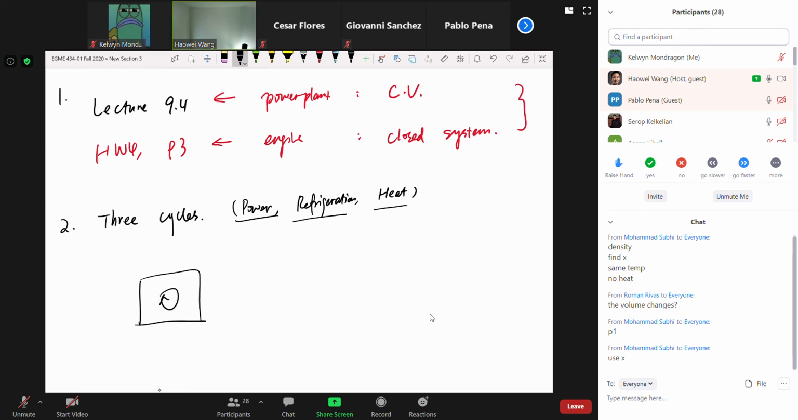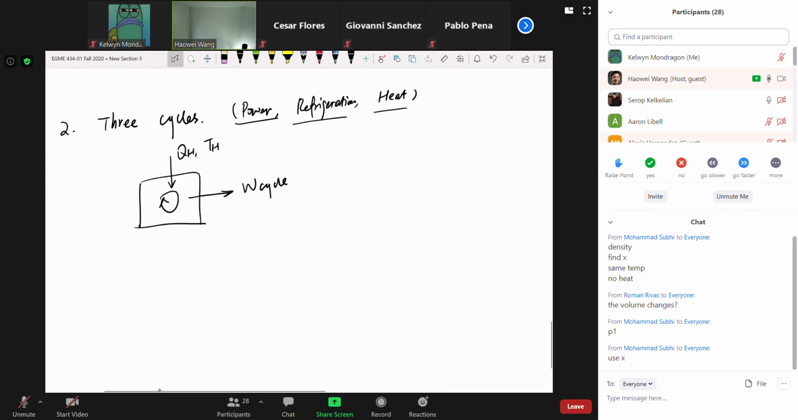Square, inside a square, you have a circle. And how does a power cycle work? Power cycle gains heat from the high temperature, and what it does is to convert the heat into what? W cycle. And the second law tells us you have to lose heat to the low temperature. So you have to be able to sketch the power cycle.